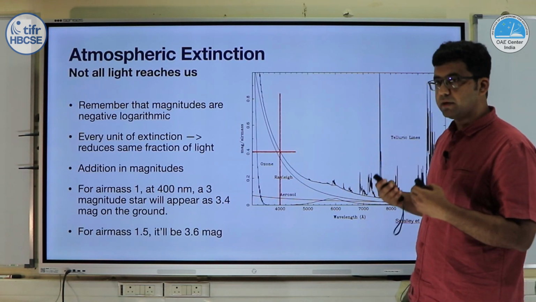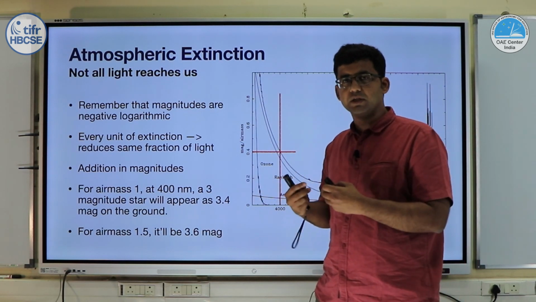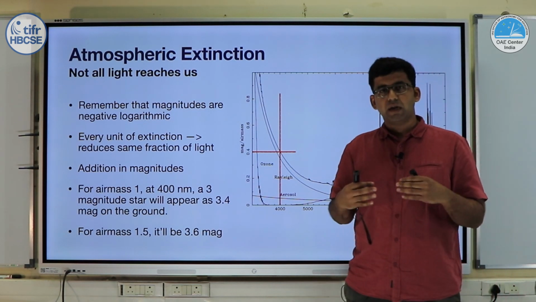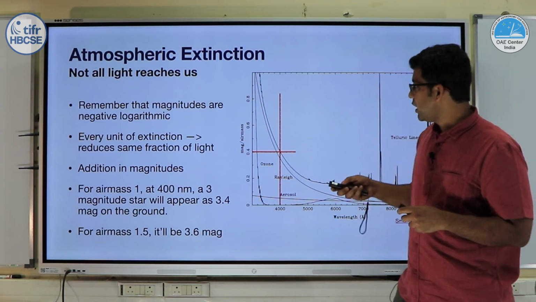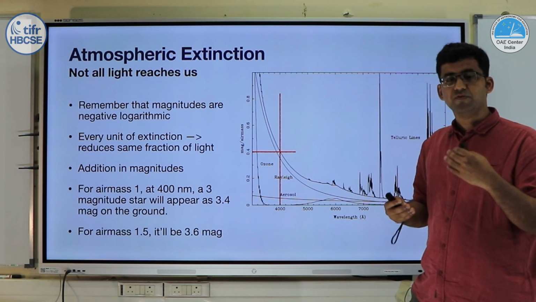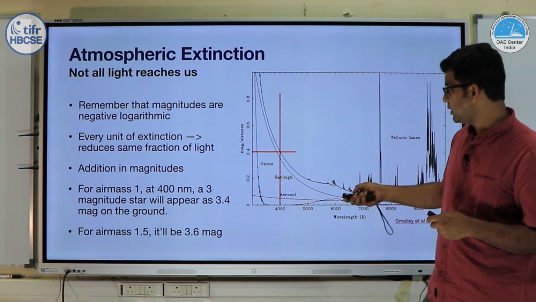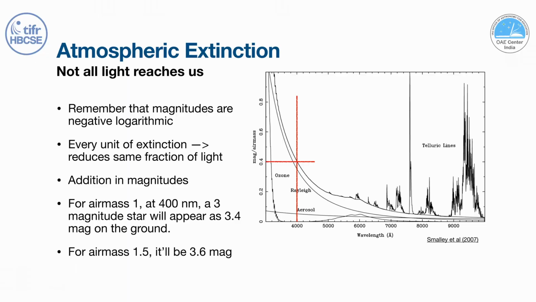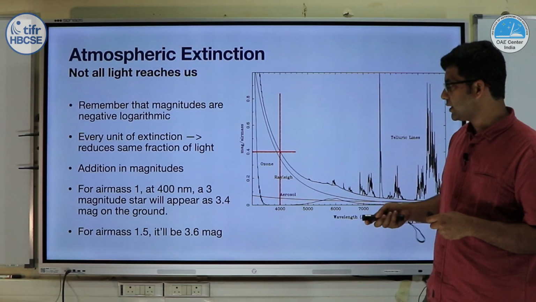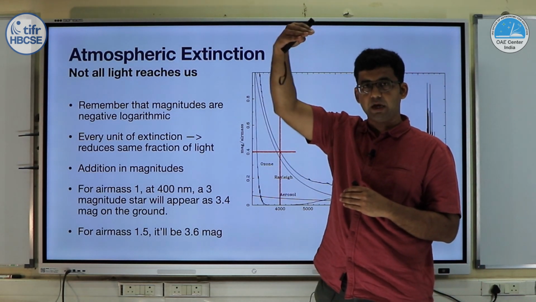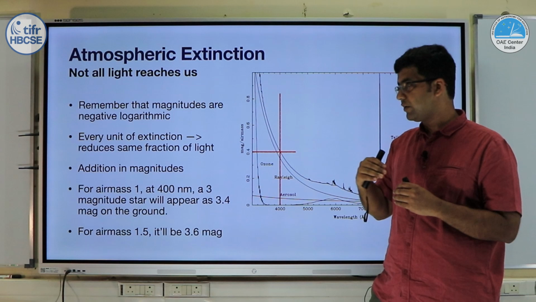But what does that mean? How do you calculate the effect of this extinction on the star's brightness? You remember that magnitudes are negative logarithmic. So every unit of extinction, which reduces the same fraction of light, corresponds to addition in magnitudes. So for example, for air mass 1 at a wavelength of 4000 angstroms or 400 nanometers, you have an extinction of 0.4. What that means is that a 3 magnitude star as observed above the atmosphere will appear as a 3.4 magnitude star on the ground.